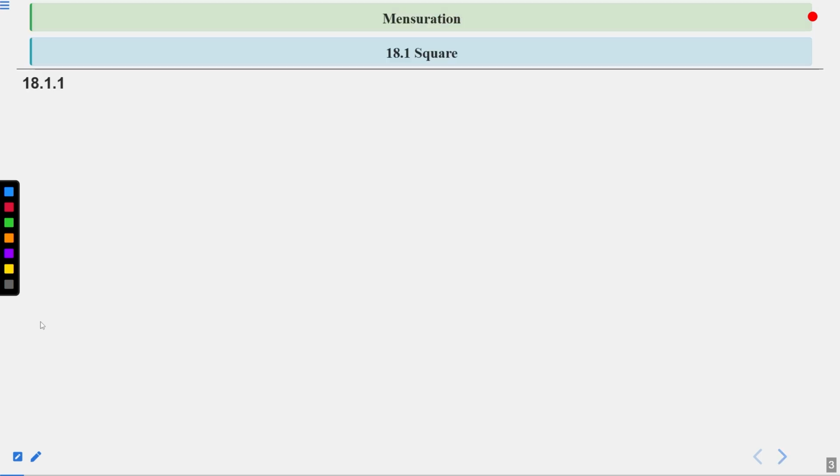Now see the first one, the square formula. So this is a square. Now what is the area of the square? Side multiplied by side. If we let the side be s, the area is s squared, or we can say diagonal squared by 2, we get the area of the square.